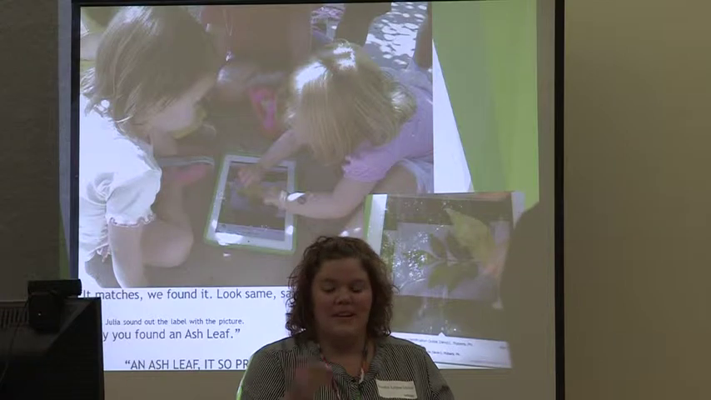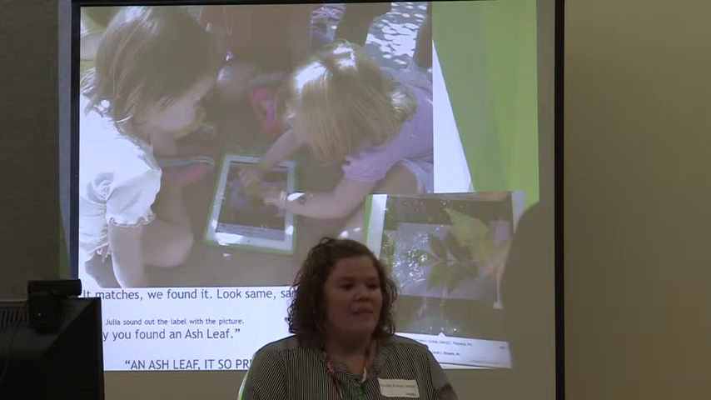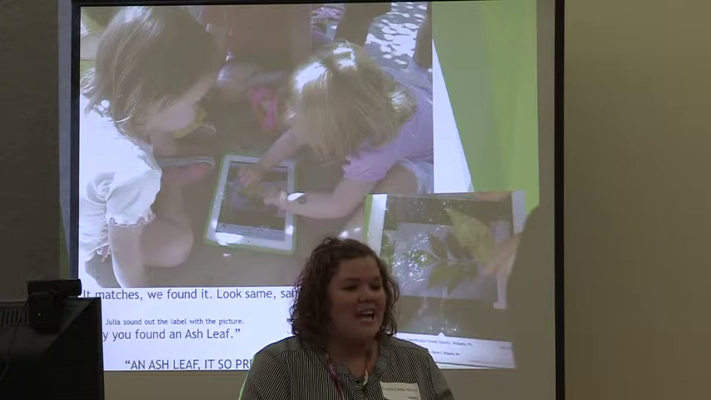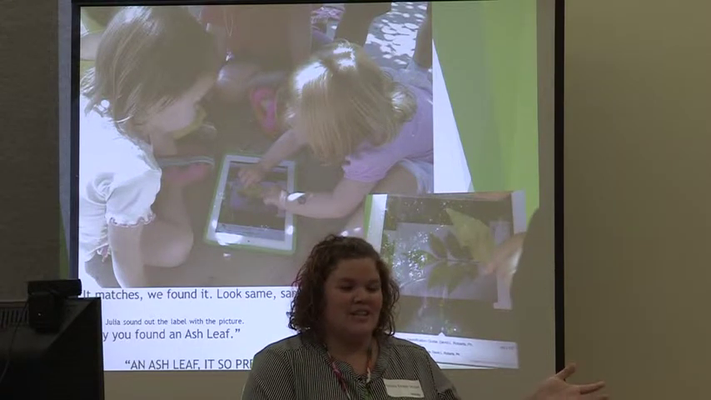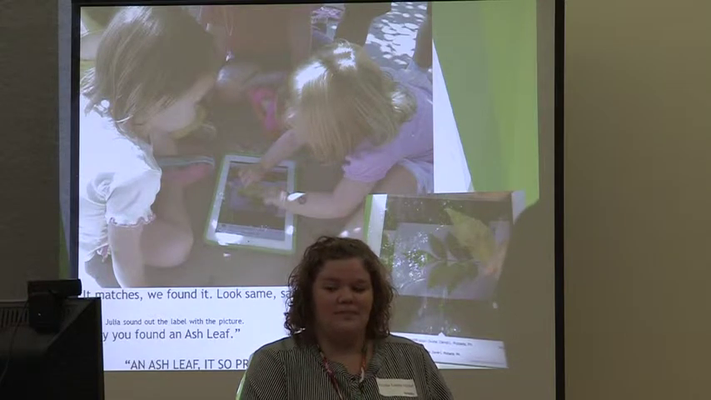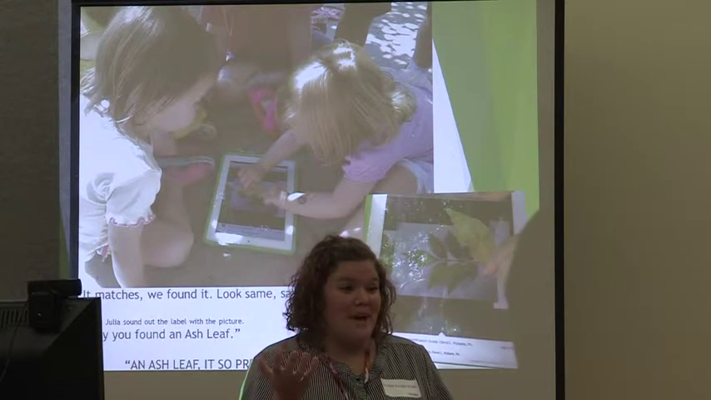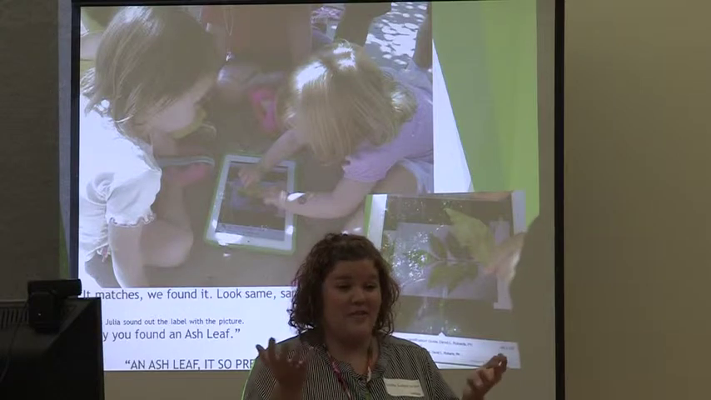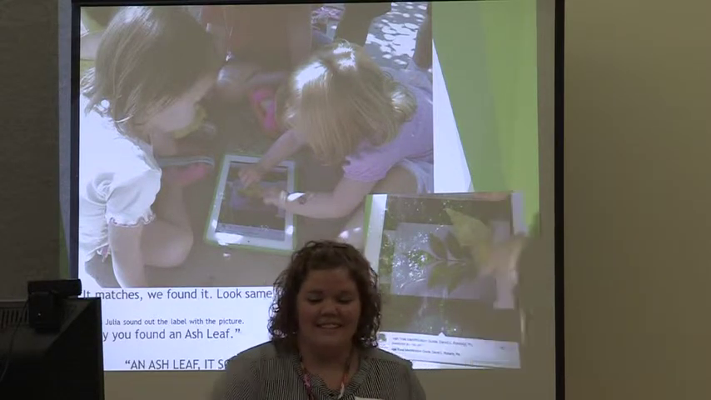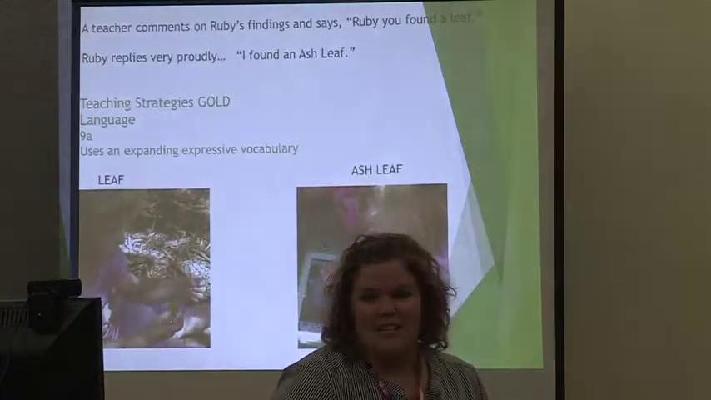And then the teacher helped Julia sound out ash. Ruby, you found an ash leaf. So Julia actually becomes that language model for Ruby and labels that for her. And then Ruby replies back with the label and that expanding vocabulary. Ruby says, an ash leaf, it's so pretty. So we see her successfully using that.